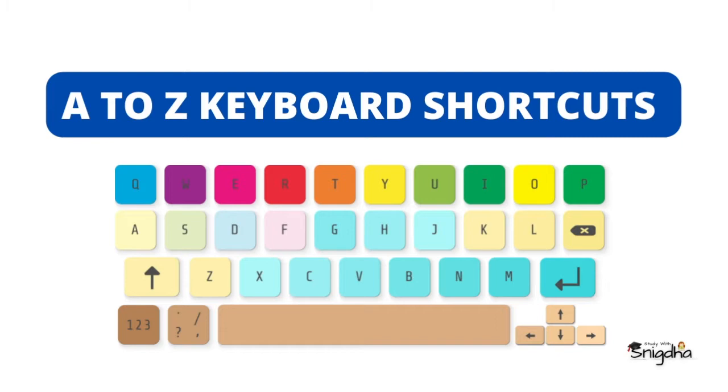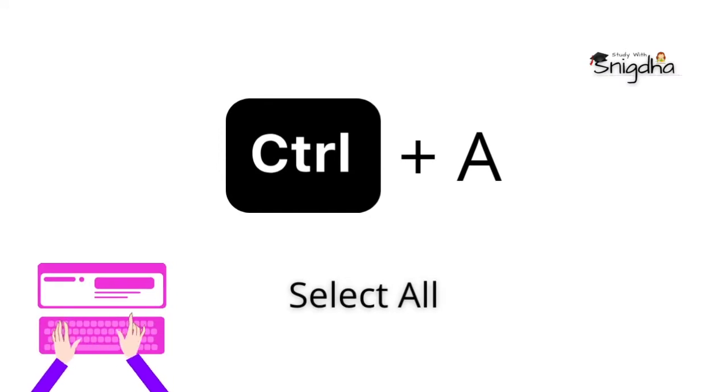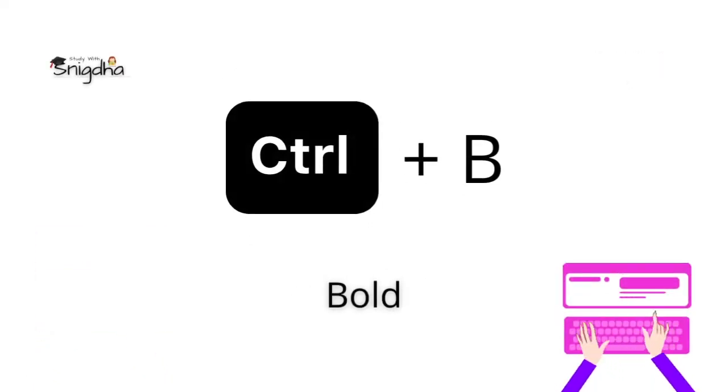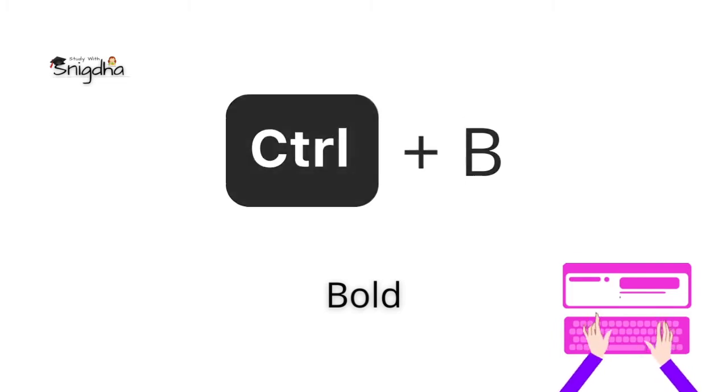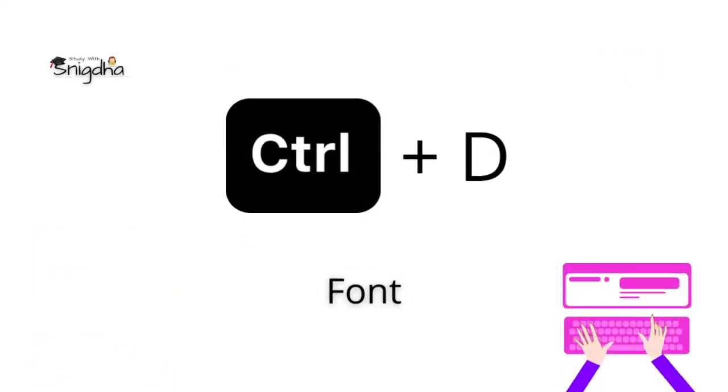So let's begin with the topic. Control A, select all. Control B, bold. Control C, copy. Control D, font.